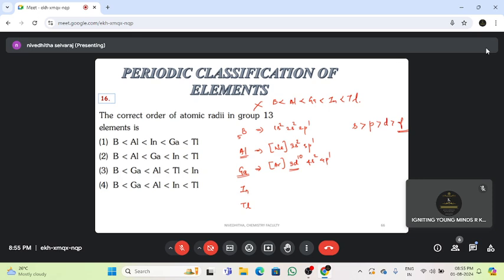So, what will be the answer then? Option 4. The expected order is this, but this is wrong. Gallium's size will be lesser than aluminium. And in the next class, I'll help you to write the electronic configuration of all the group elements without knowing the atomic number itself. We don't want to know the atomic number of gallium, indium, thallium, and all. Just from the position, we can write the electronic configuration. In the next class, I'll teach you that.